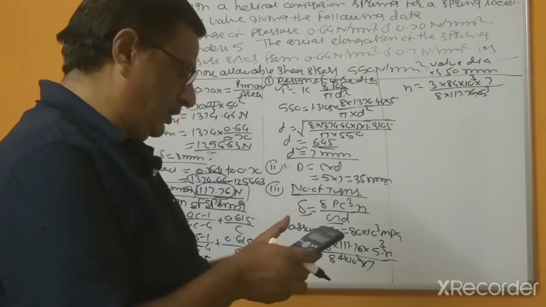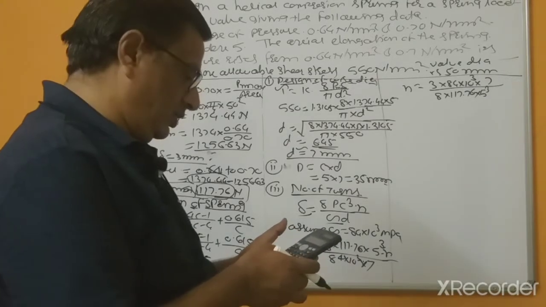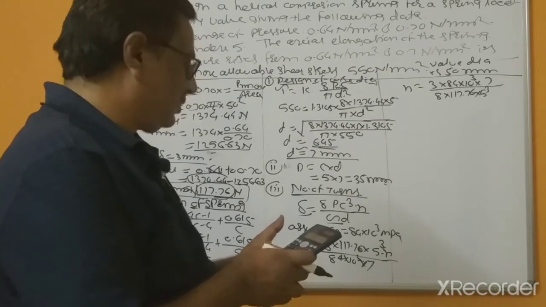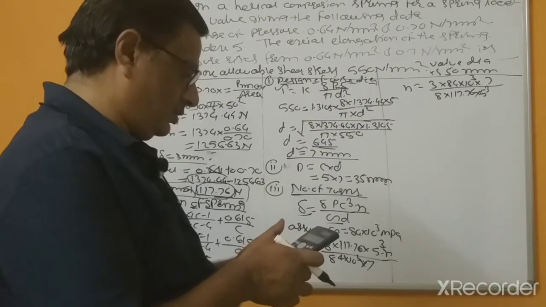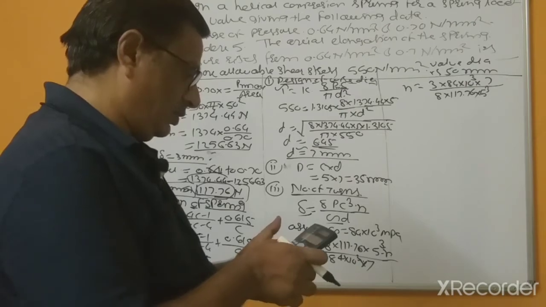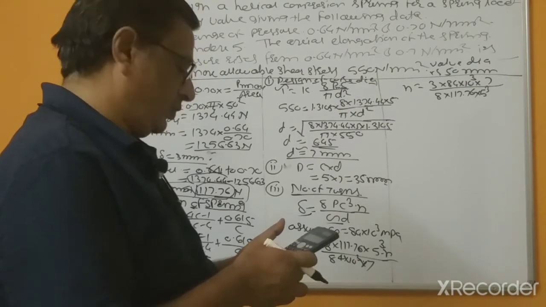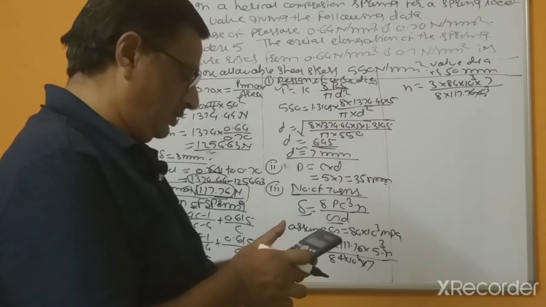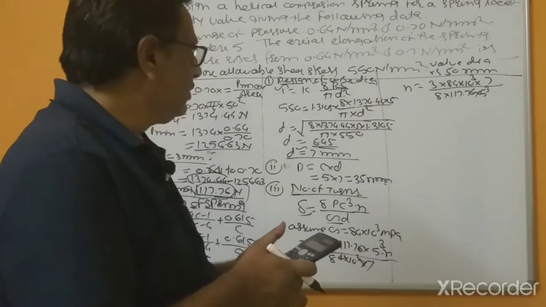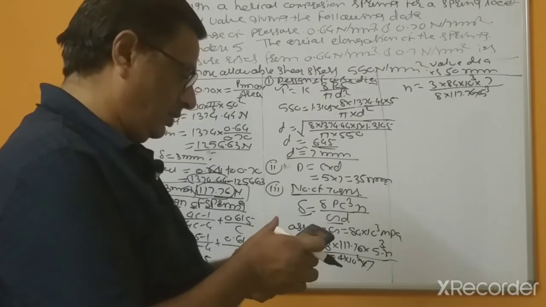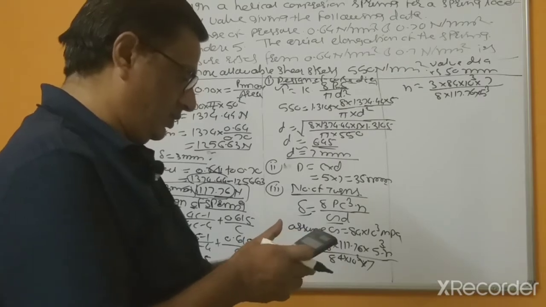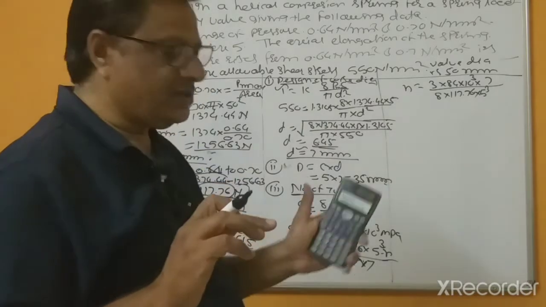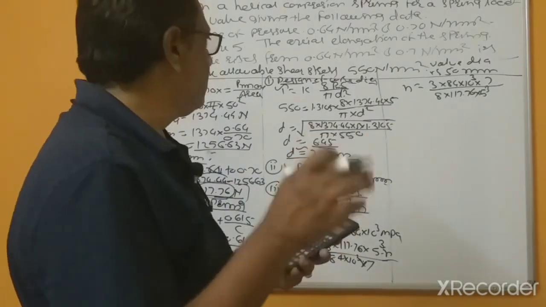So that's why N equal to 3 into 84 into 10 to the power 3 multiplied by 7 divided by 8 divided by 117.76 divided by 5 raised to cube. Something is wrong, because I got 106, but this is not possible.